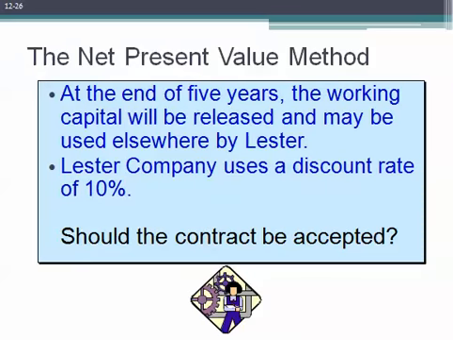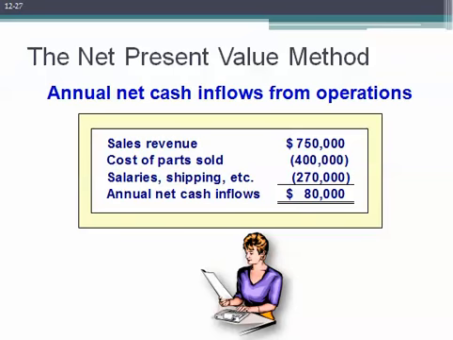Finally, we're told at the end of 5 years that working capital will be released. In other words, we'll get that $100,000 back, and that we have a cost of capital or discount rate or required rate of return of 10%. Let's go ahead and look at whether or not we should accept the contract. First, let's calculate the annual net cash inflows from this project. It was going to generate $750,000 in cash revenues, and we had costs of $670,000 in total. So the annual cash inflows from this project will be $80,000 a year for 5 years.